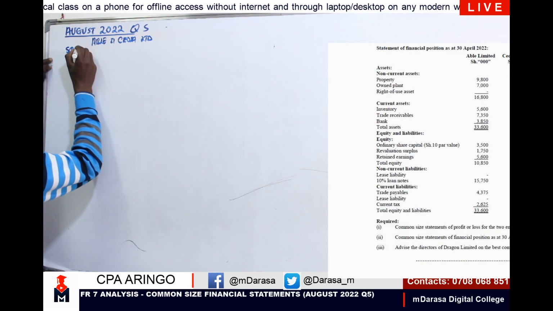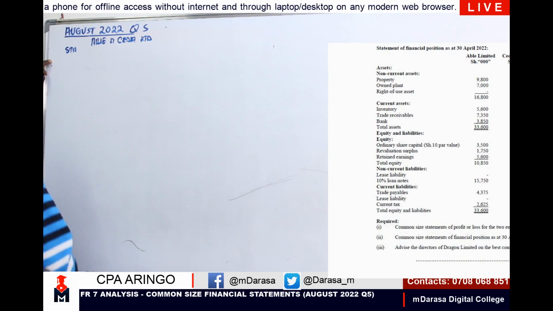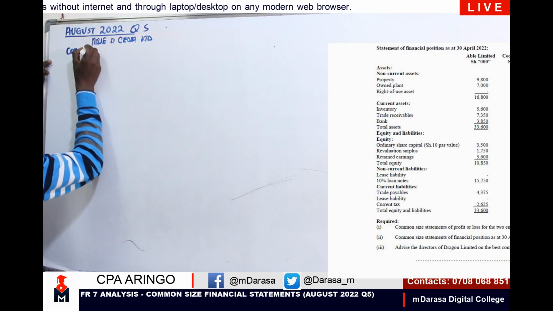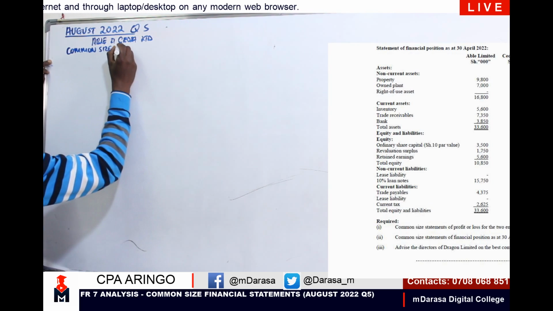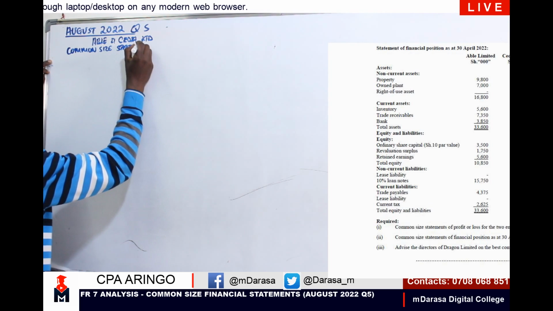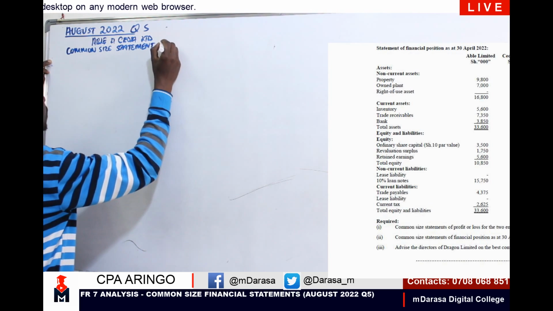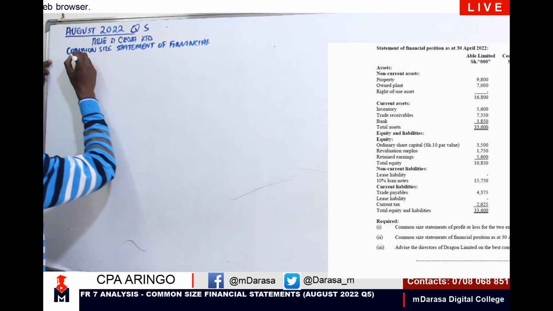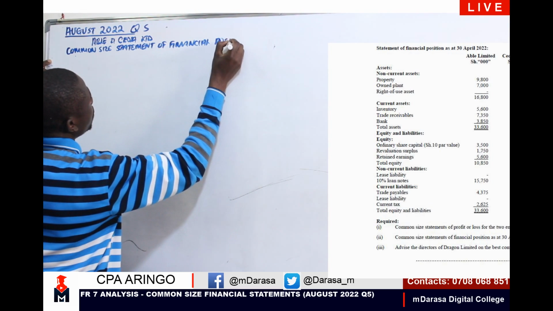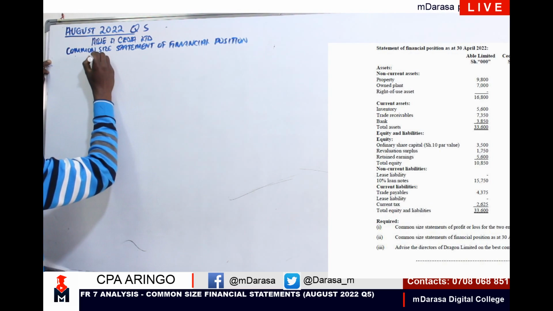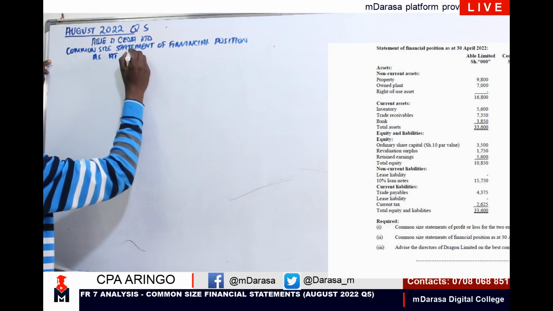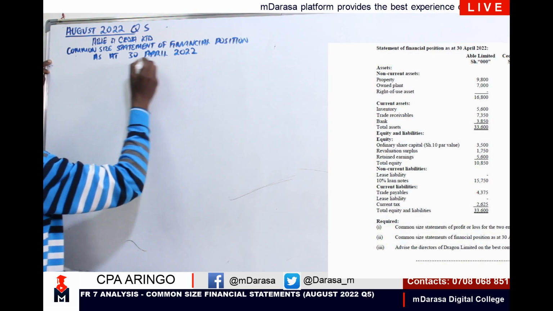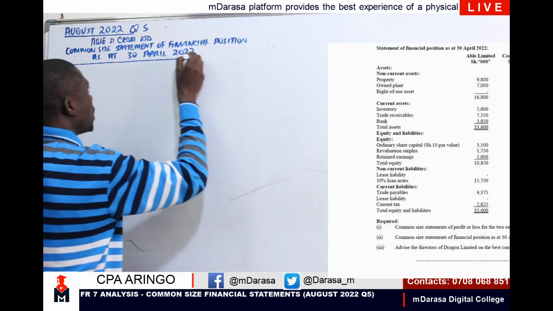Statement of financial position. Common size statement of financial position. Financial position, of course, as at 30th April 2022. So the same concept will apply.